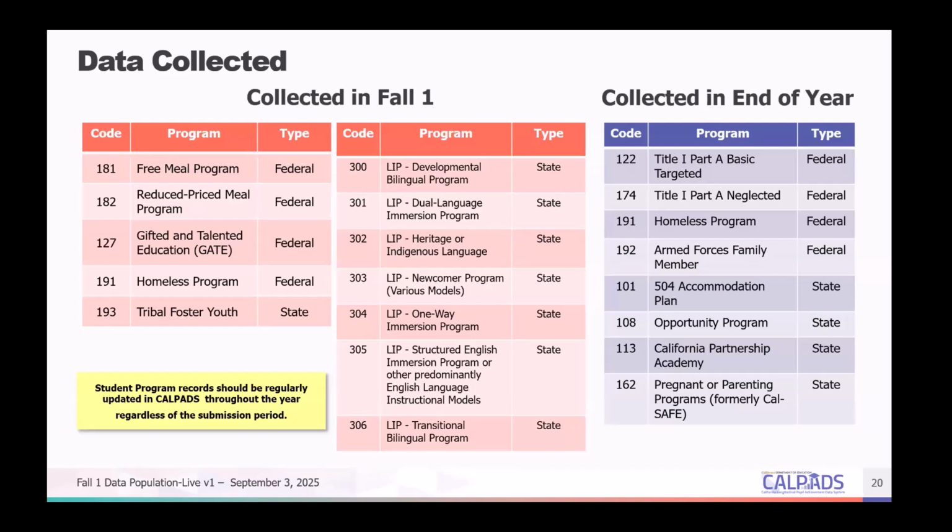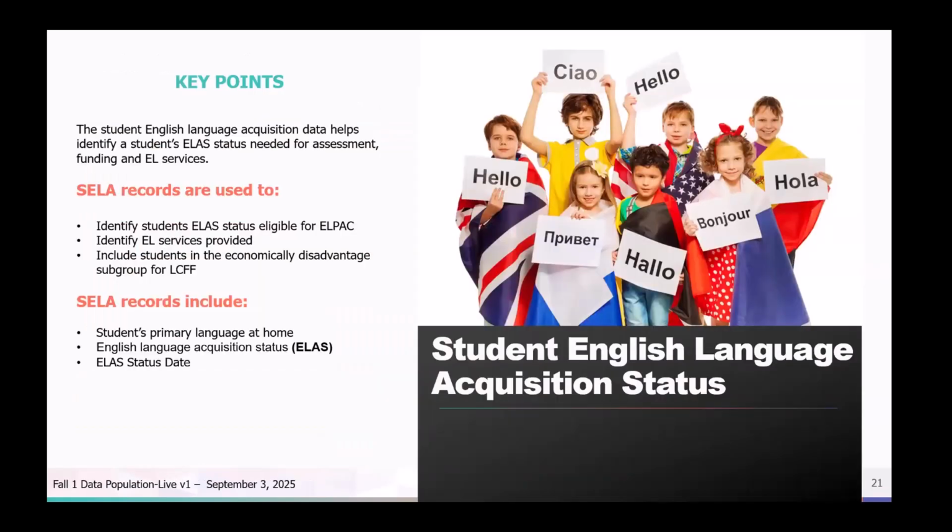Other programs that students may be participating in will not show up until you see them in end-of-year reports, even if you submit the data now. This includes Title I Part A programs, armed forces, pregnant and parenting, and so on. You may notice that the Homeless Program Code 191 will appear in both Fall 1 and end of year reports. So moving on to Student English Language Acquisition, or the SELA file.